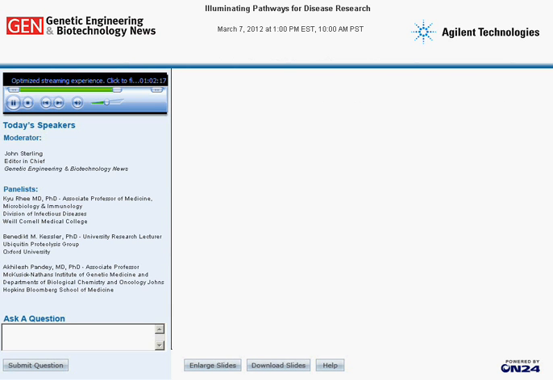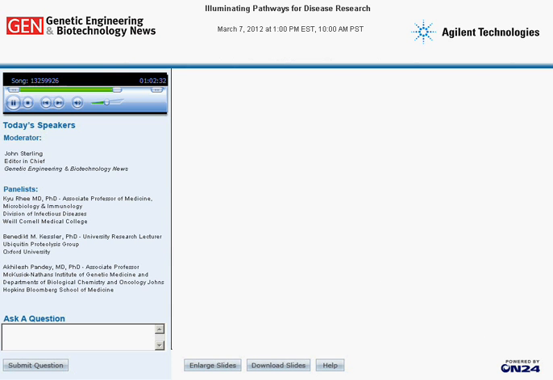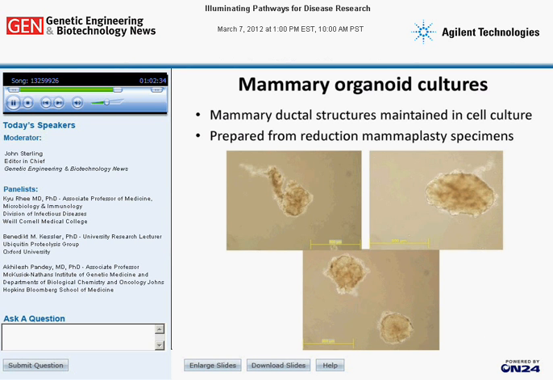The next slide shows how our real goal was to try to move into a clinical setting to carry out our final validation in mammary tissues. Next slide. For this, we turned to mammary organoid cultures, which are mammary ductal structures that can be maintained in cell culture, and in this case, we obtained them from reduction mammoplasty surgery. Next slide.